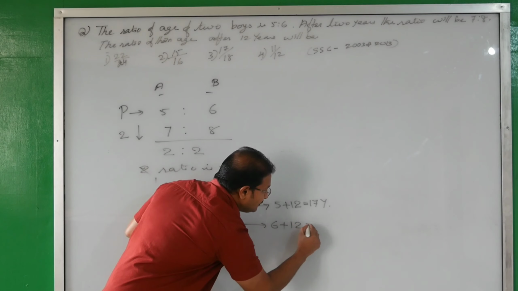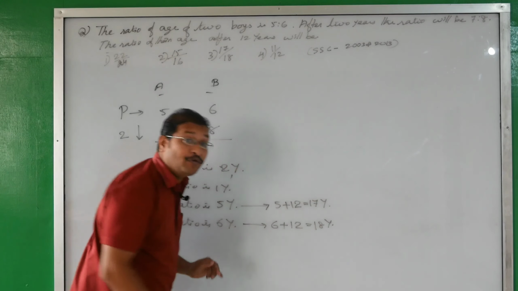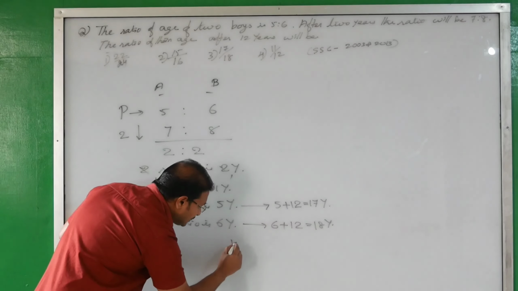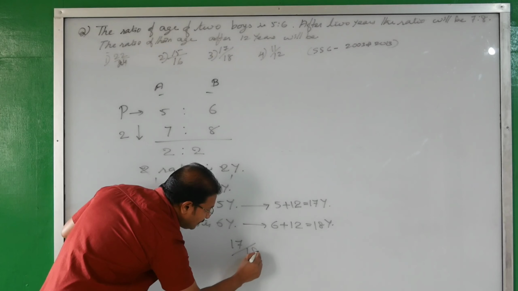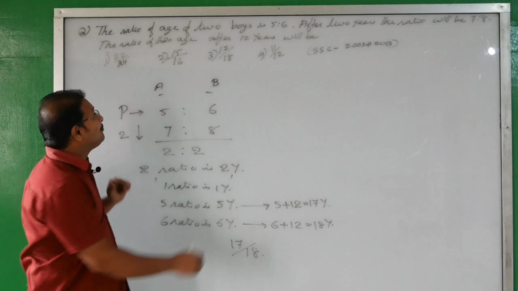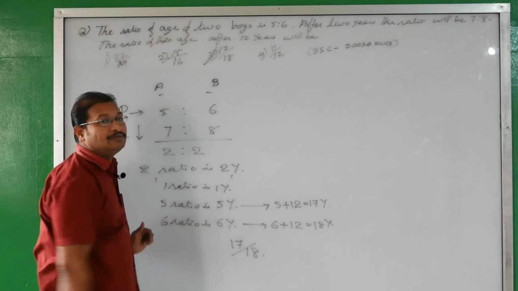That means 18 years. So now if you want the ratio, what will you do? First divided by second. That means 17 divided by 18. Let's see the option now. Yes, the third is the option, that is 17 is to 18.